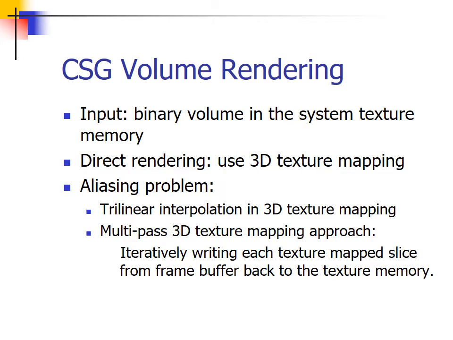Rendering of the CSG volume is the following. The binary volume is entered into the system texture memory. After that, the direct rendering is performed using 3D texture mapping. But there are the following aliasing problems.